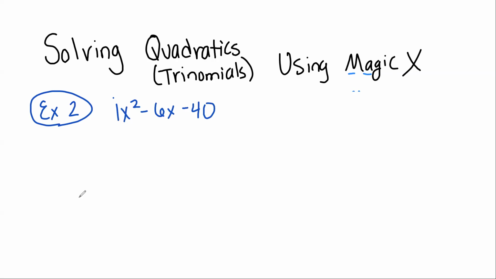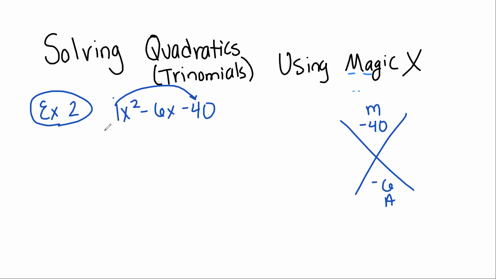Always check for a GCF, by the way. This does not have one. Anytime you have a 1, you're not going to have a GCF. But check anyway. Just get in the habit of checking. All right, no GCF. We make our magic x. We do first times the last, which is -40. Middle number is -6. We're going to multiply here, add here.